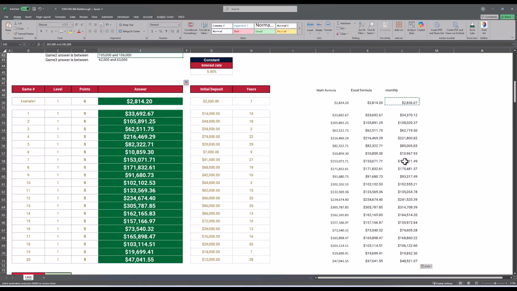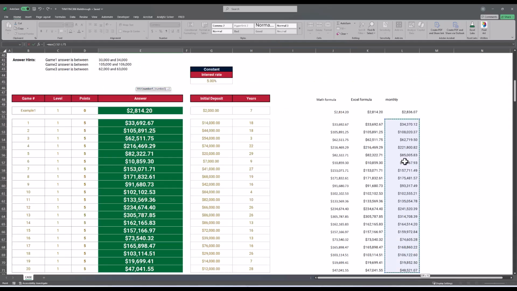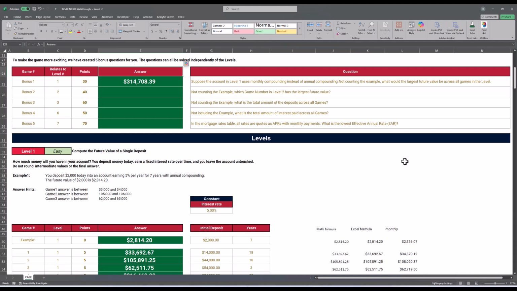Now let's go back and see what I want. What is the largest future value? I can figure that out with the MAX function. So MAX, and exclude the example. Max of all of these is 314739.70839.